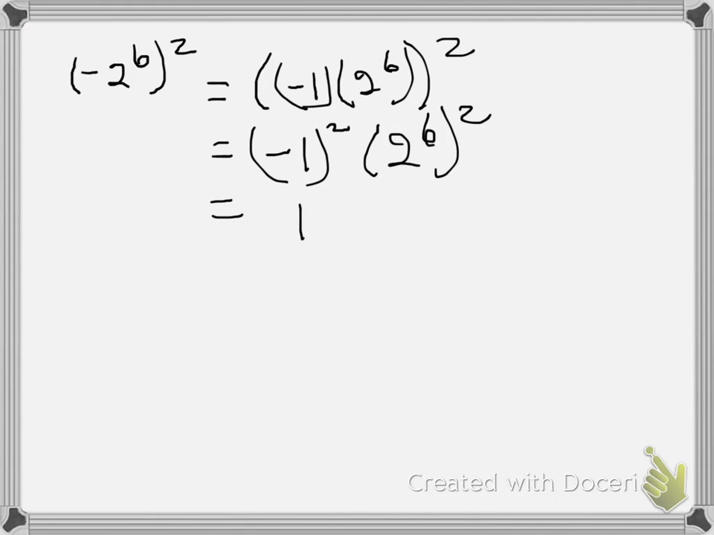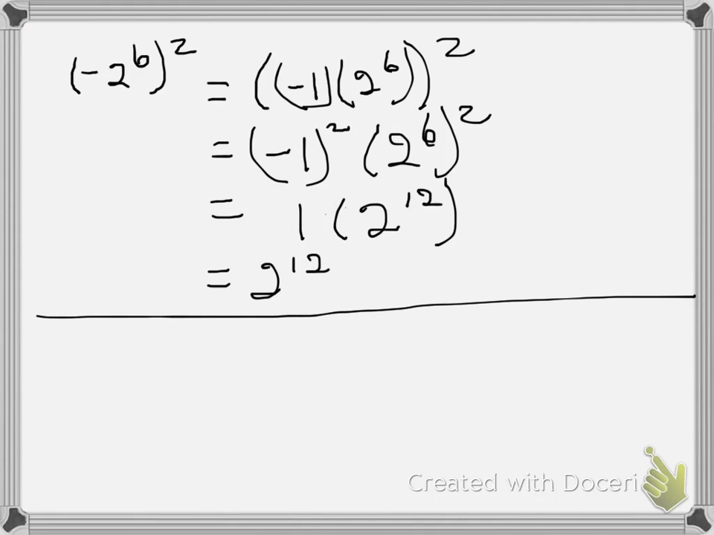And, well, I'm going to put the 1, times 2, alright, raising a power to a power, multiply 6 times 2 is 12. So I have 1 times 2 to the 12th, or just 2 to the 12th. Okay, so that solves that one.